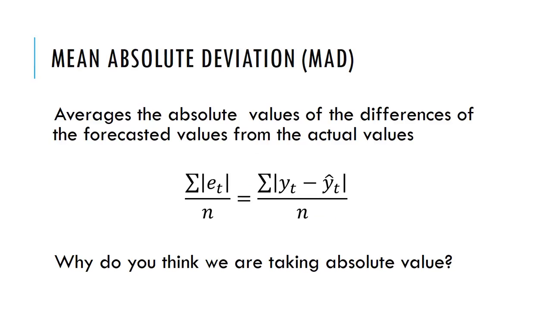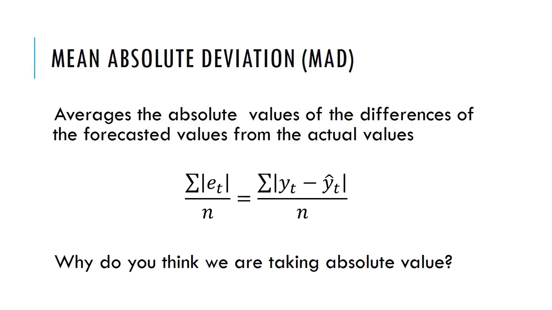So the mean absolute deviation, the MAD, averages the absolute values of the differences of the forecasted values from the actual values. So it takes the absolute values of the error terms, adds them all up, divides by how many of those error terms we have. So now the question is, why do you think we're taking absolute value?